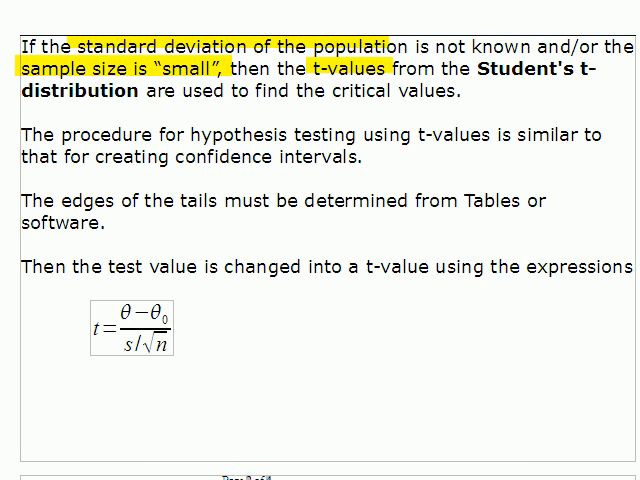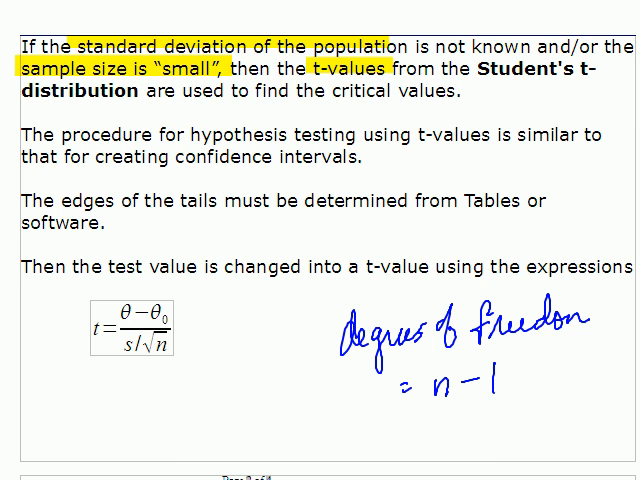Remember, these are similar to the normal distribution, but they're based also on the degrees of freedom, and that is the size of the sample minus 1. Okay, everything else is going to be very similar. You can use tables, or better, you can use R.